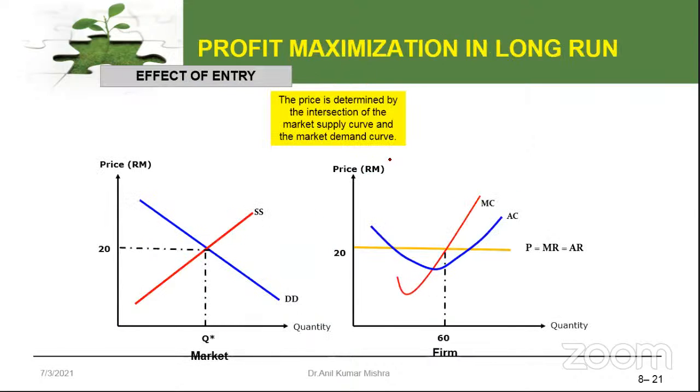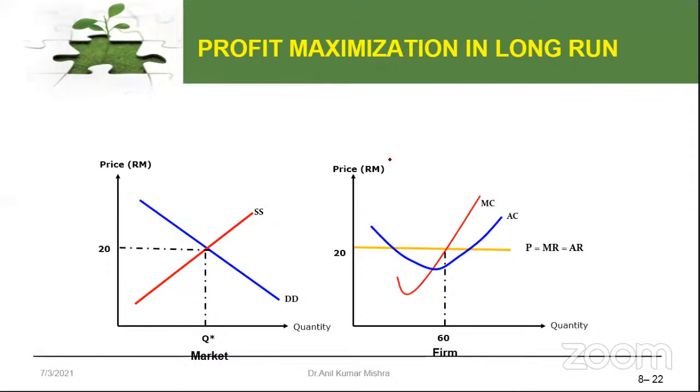Now move to price and output determination in the long run. To determine the price and output in the long run, we have to consider certain things first. Let's take the profit maximization case in the long run. In the long run, the producer obtains only normal profit. What is the meaning of normal profit? Total revenue must be equal to total cost, or in other words, average revenue equals average cost.